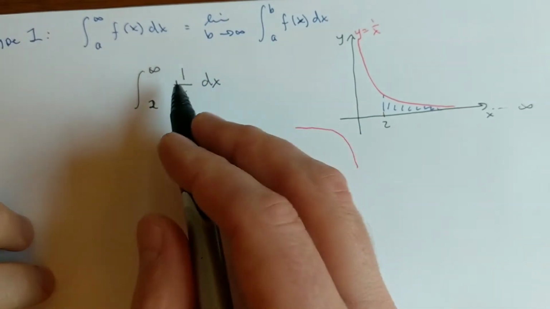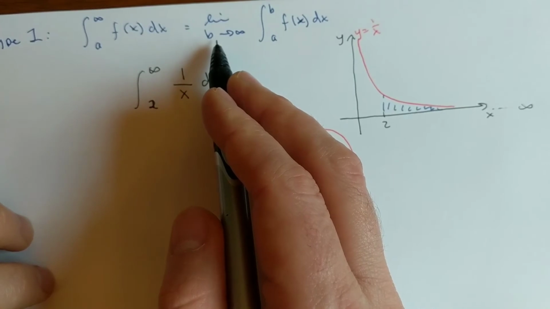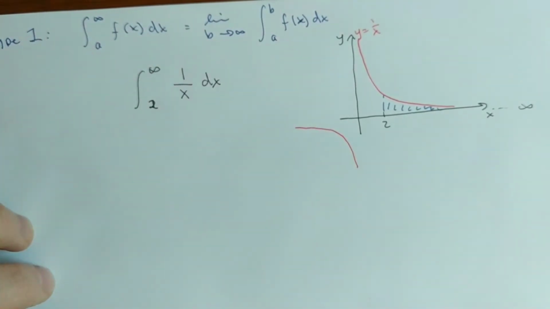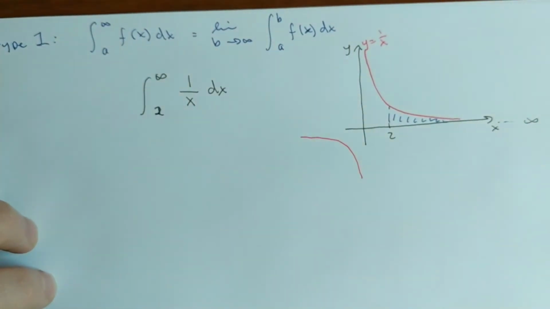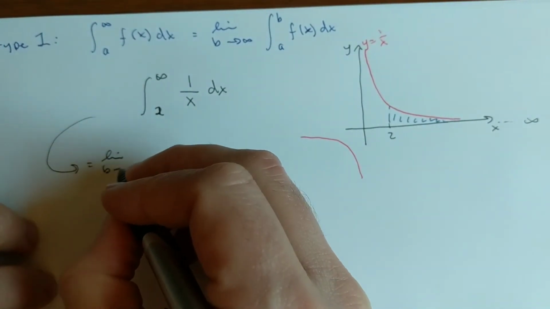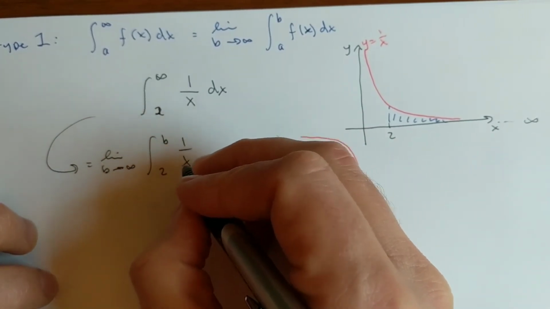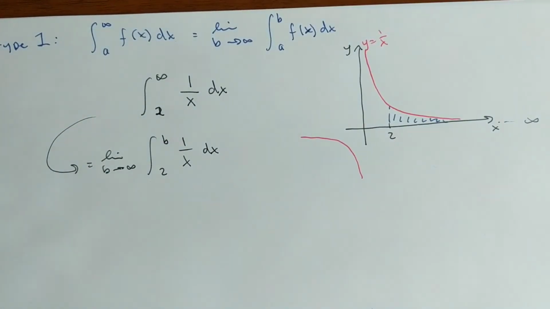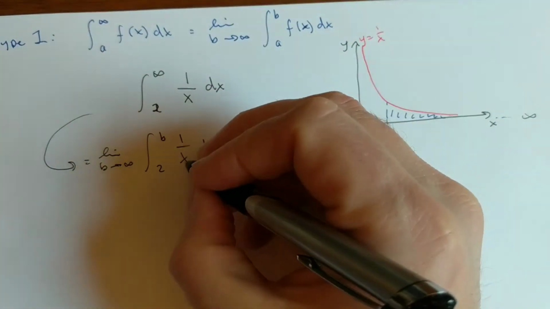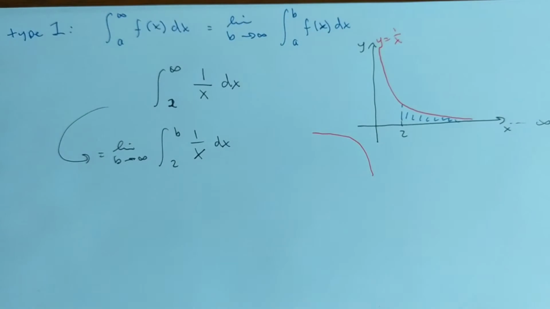We're just going to apply the definition again. We're going to replace infinity with the letter b, which we'll use as a dummy variable, and then take the limit as that variable goes to infinity. So we take the limit as b goes to infinity of the integral from 2 to b of 1 over x dx. There's no reason to write this as a negative power of x, because we can't use the power rule in this case. This is one of those one-off integrals. There's no family of integrals we can just apply a rule to.